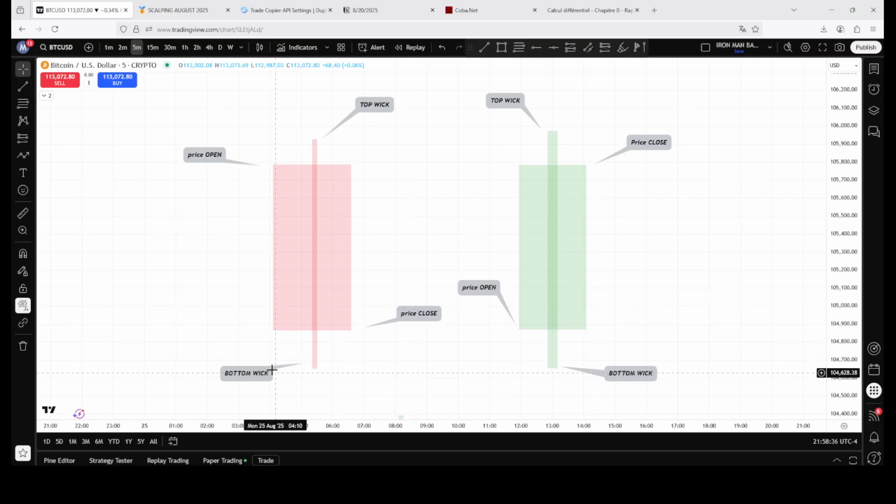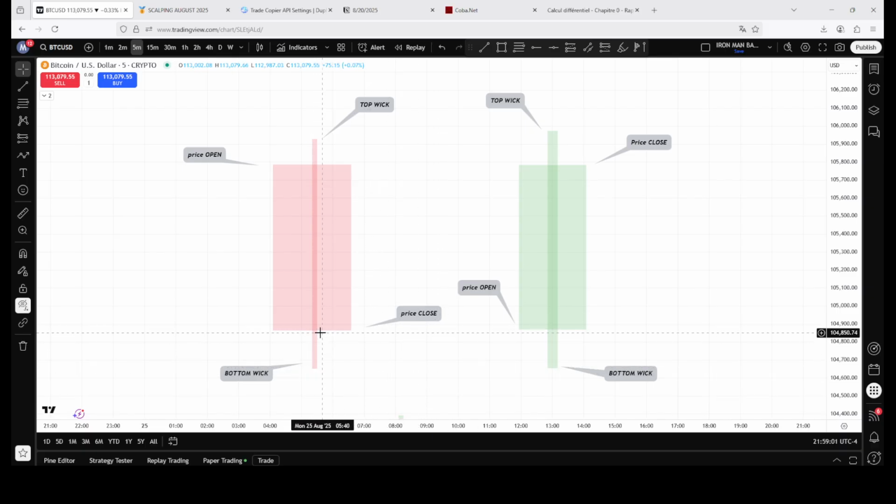Then for bearish and bullish candles alike, you have the wicks. For both, you have the top wick, the one that's up, and it shows where the price went the highest. And then you have the bottom wick that shows where the price went the lowest.